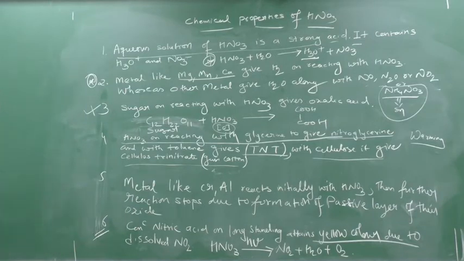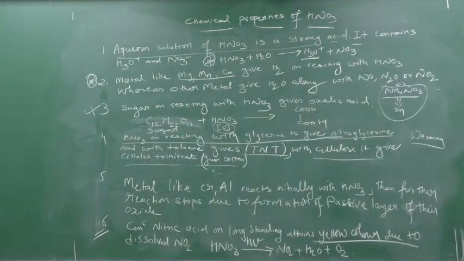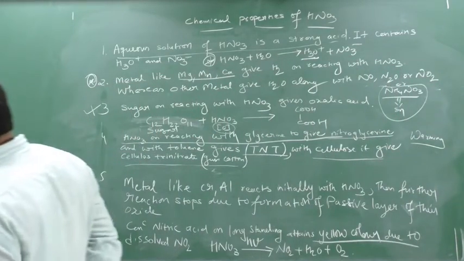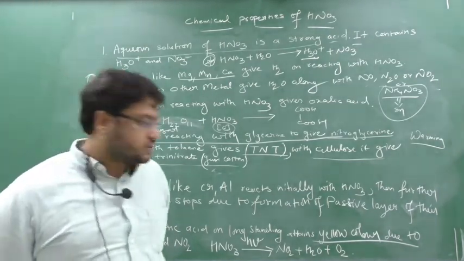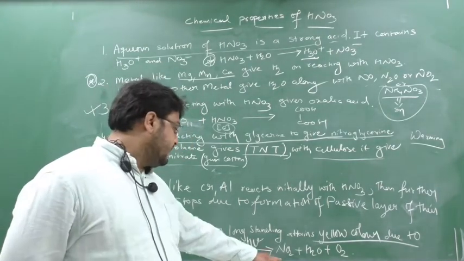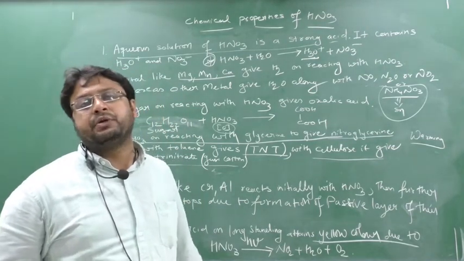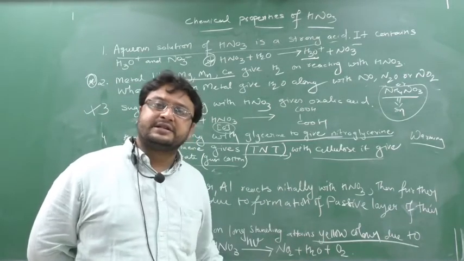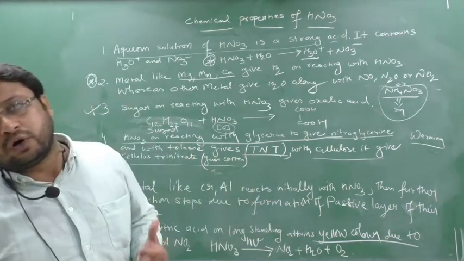Clear? Please remember this question has been asked: concentrated nitric acid turns yellow on long standing. Why, and how can you remove that yellow color? Concentrated nitric acid turns yellow on long standing due to dissolved impurities of nitrogen dioxide, NO2. And how do you get it? HNO3 reacts with sunlight, and when HNO3 reacts with sunlight, it forms NO2, H2O and O2. This NO2 dissolves in the nitric acid and slowly turns the colorless nitric acid yellow. Now how to remove that yellow color? What do you have to do?